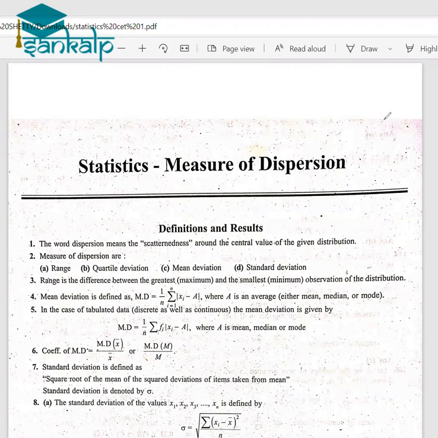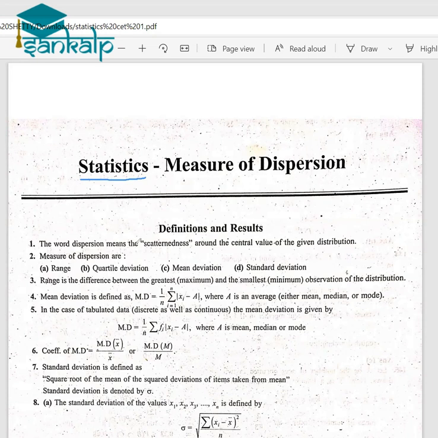So the topic of our discussion is statistics. In statistics, in the first year part, first PU part, you have come across this topic. You have gone through the measures of dispersion. There are four types of measures of dispersion: range, quartile deviation, mean deviation, and standard deviation.